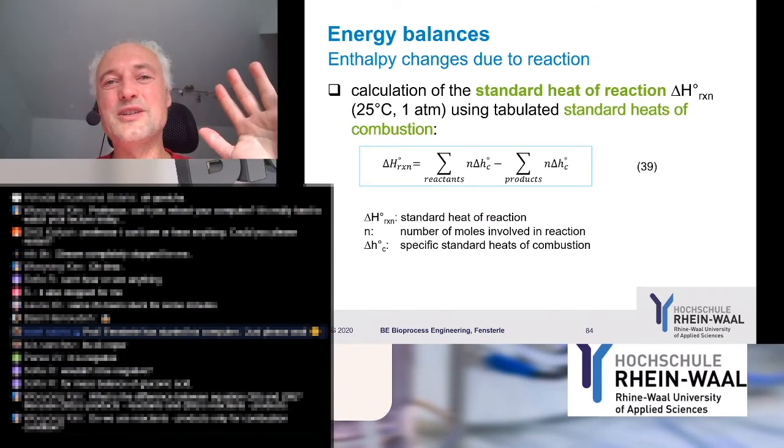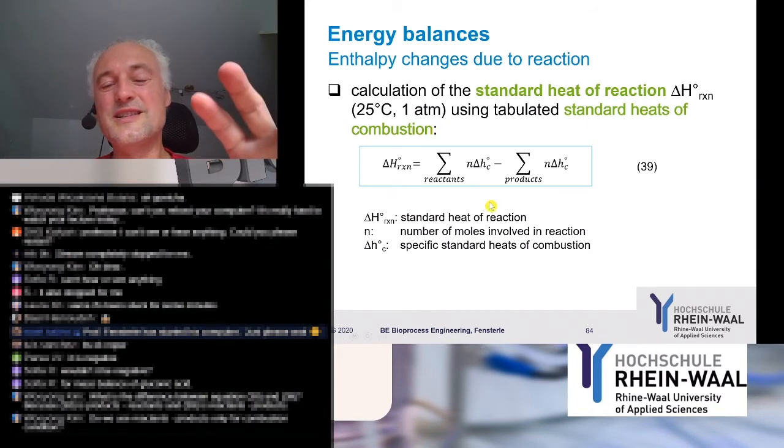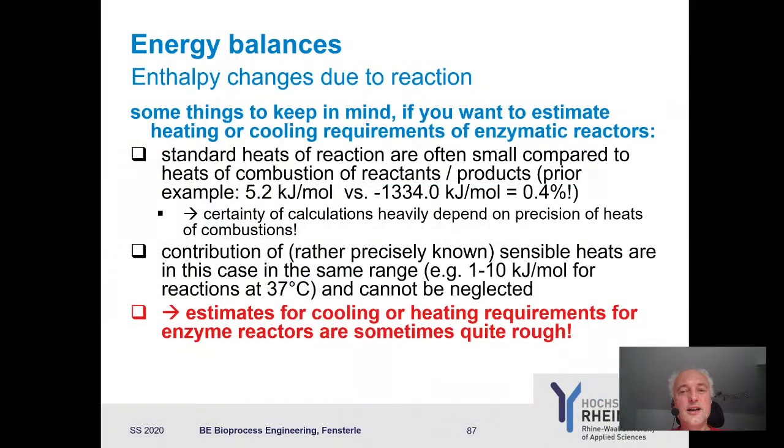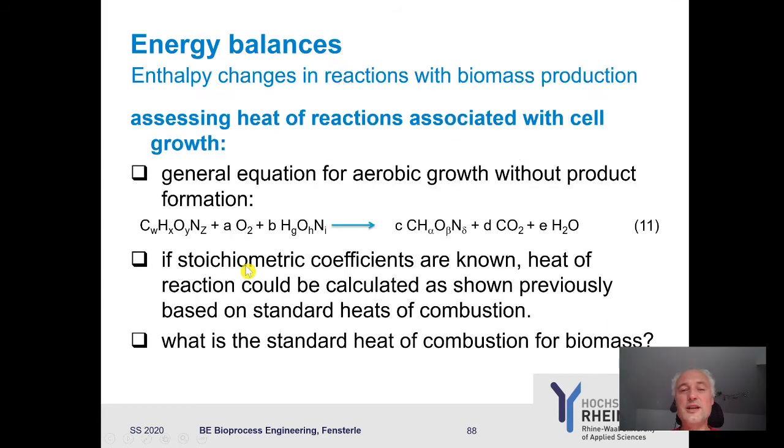Don't take it too complex. If you have heats of combustion, just use this equation, and if you come with enthalpies, you can use the other one. Okay, so we said this was an enzymatic reaction, but what we're interested in is, of course, something where we produce biomass. So we want to assess heat of reactions associated with cell growth, and the question is now, how can we do that?